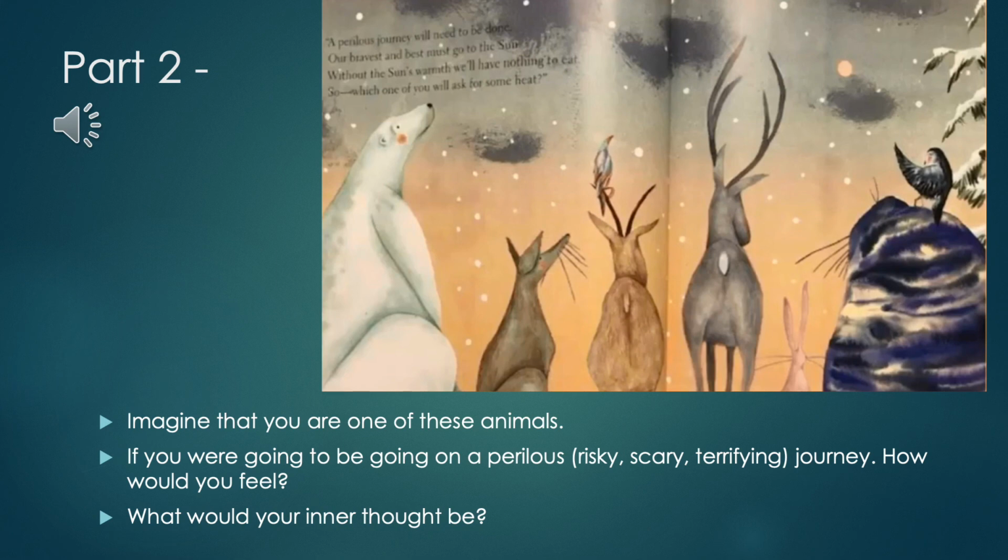Part 2. This part of the lesson that you should spend the next 15-20 minutes on, you're going to be thinking about your inner thought and your animal's inner thought. Your inner thought is what you're thinking in your head at that time. I'd like you to imagine that you are one of these animals sat on the snow here all together and staring into the sunshine. If you were going to have to go on a perilous journey, that means it's scary, it's risky, it's terrifying. How would you feel? What would your inner thoughts be?